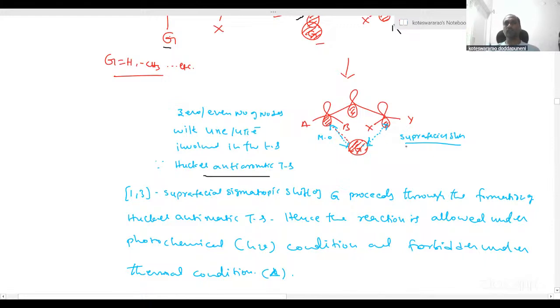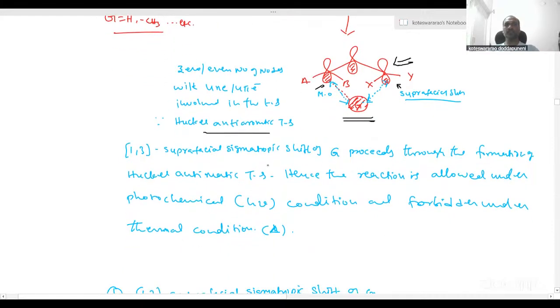Whenever you are deciding whether it is suprafacial or antarafacial, there is no need to consider the migrating group. Just consider the pi system only. In the pi system, at the migration origin and at the migration terminus, if the interacting lobes are on the same side, that is suprafacial; if on opposite sides, that is antarafacial.